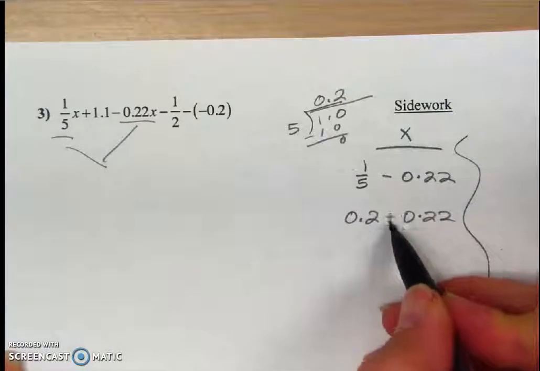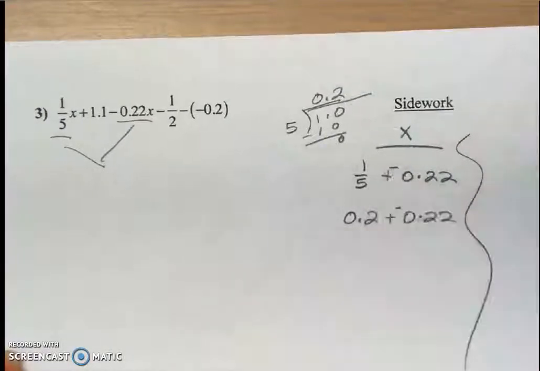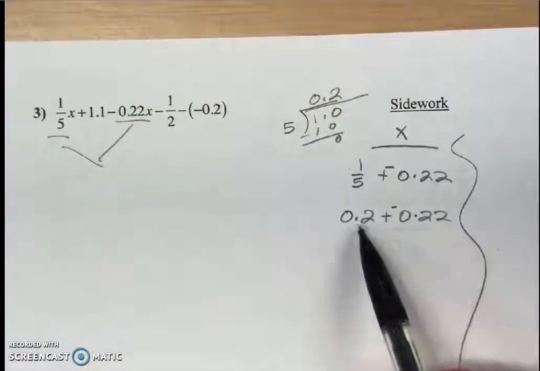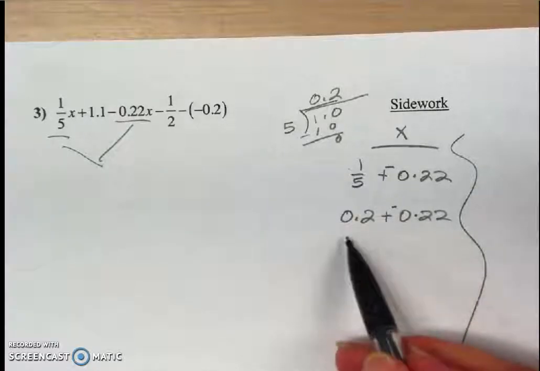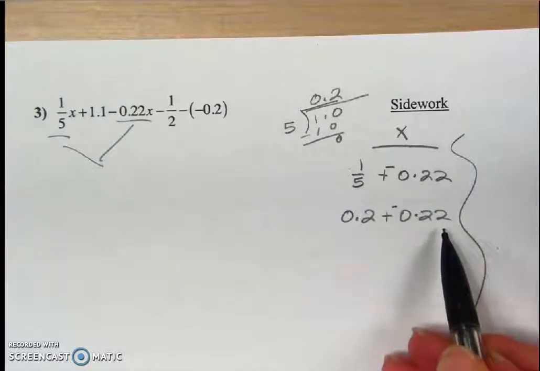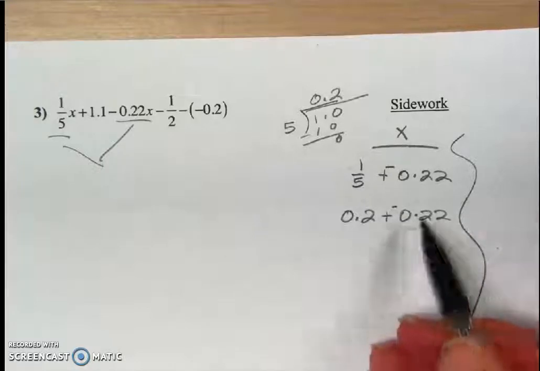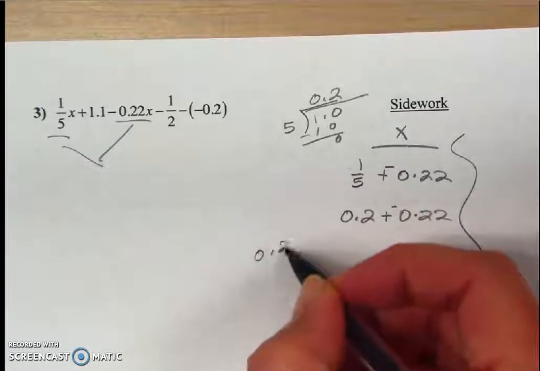Remember, it's minus, so add the opposite. Should have done that up here. There we go. Add the opposite. So do I have more positive or more negative? Well, if this said 0.20 and this said 0.22, I have more negatives. And so let's go ahead and subtract that.